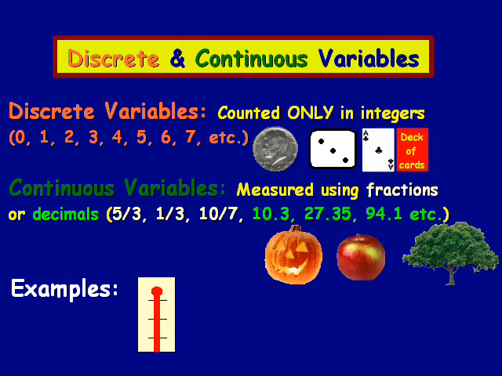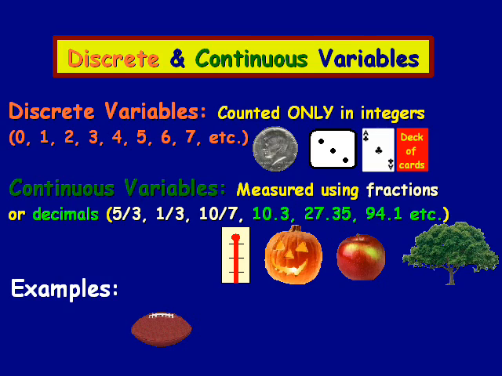Now let's say, for example, we have a temperature. Temperature could range, and it could be 98.5, 23.1 degrees Fahrenheit, and then obviously Celsius as well. Those are decimals, and that makes it a continuous variable.